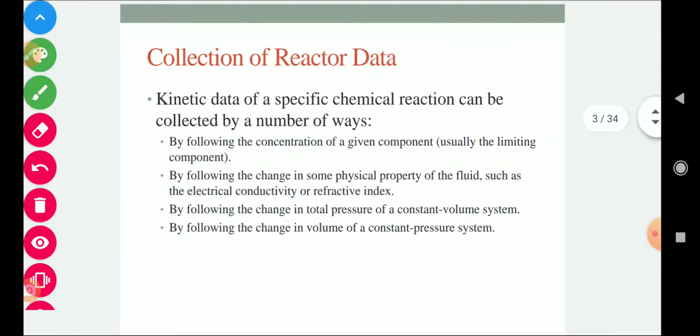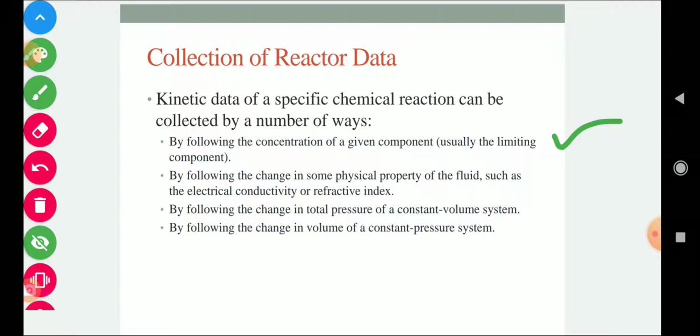So for measuring the concentration dependency of a reaction, first of all we need to collect concentration versus time data, and with the help of that data we interpret it and calculate the order of reaction and rate constant. There are different methods for collecting data. First of all, you can directly collect concentration versus time data.